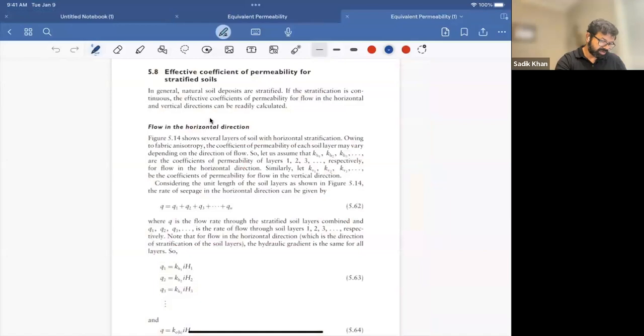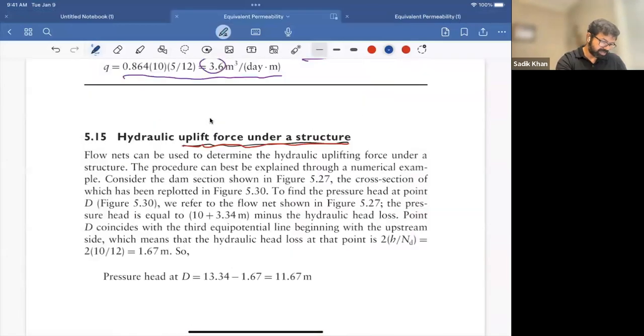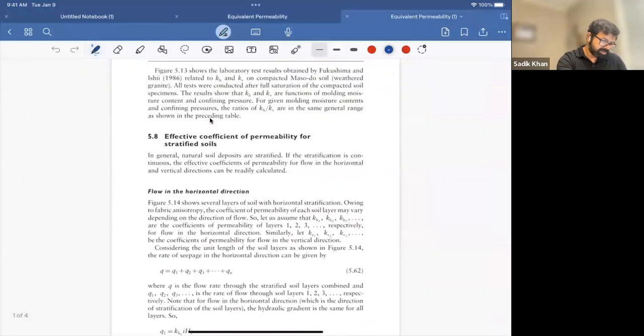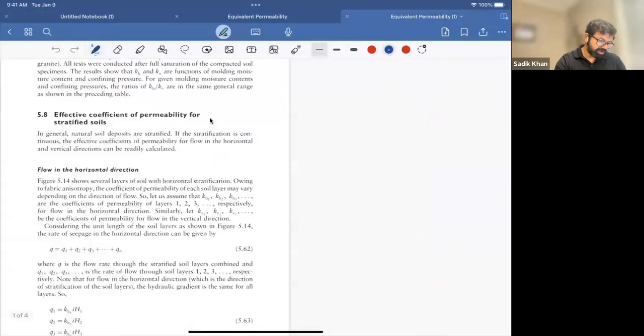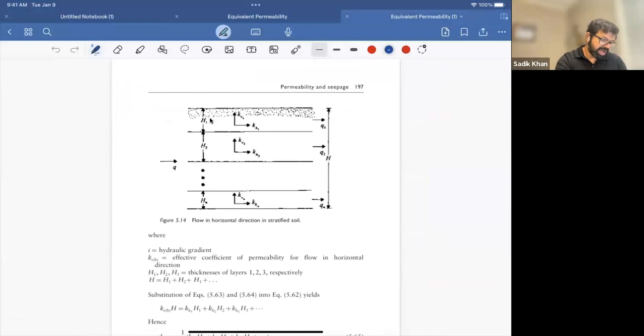So let's just go ahead. Basically, if we wanted to find out, we have the different layers. We have a certain Q, and within that Q we will have a component of Q1, Q2, up to Qn for different layers. Let's say we have the KH and KV. KH is the K along the horizontal direction, and KV is the K along the vertical direction, which is like X and Y.